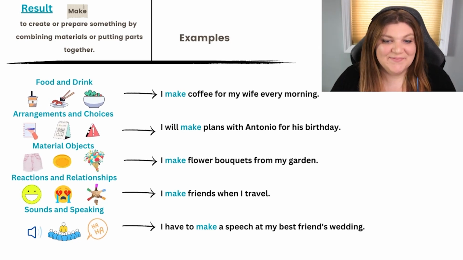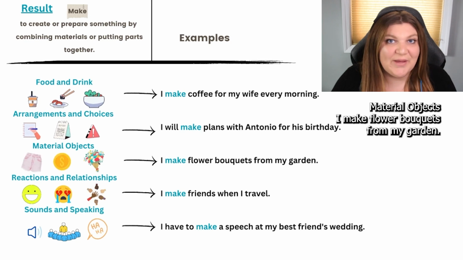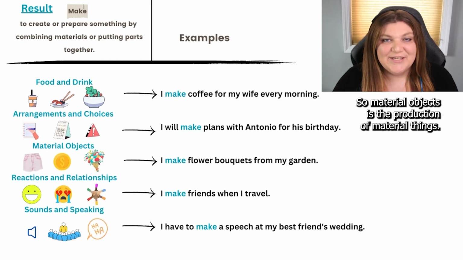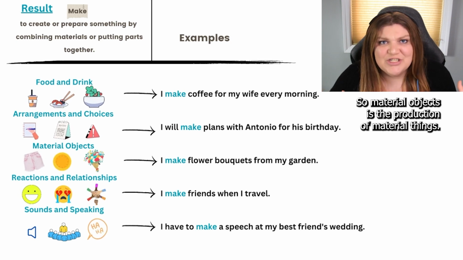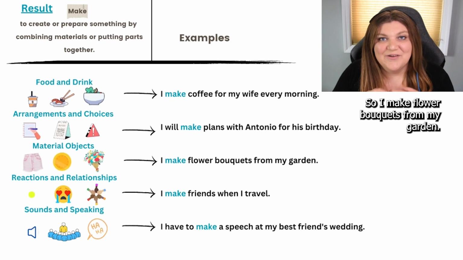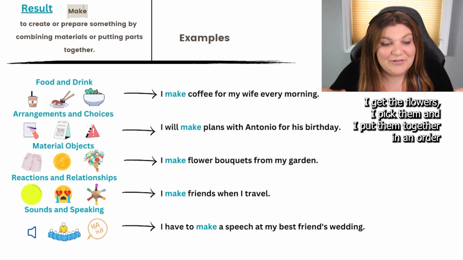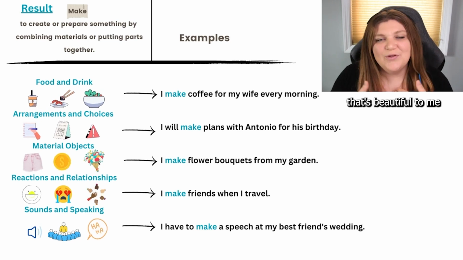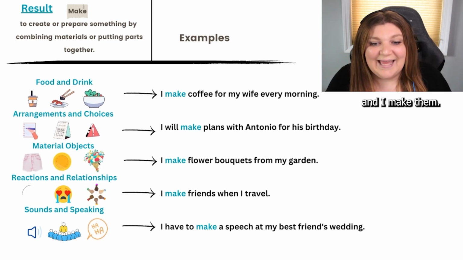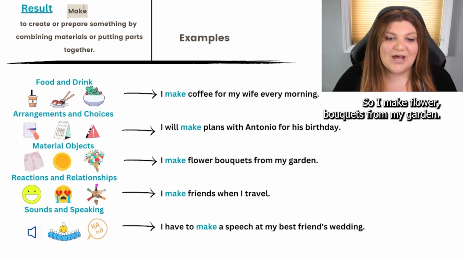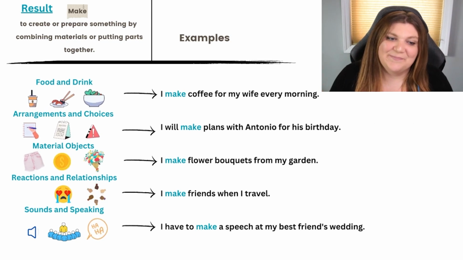Material objects. I make flower bouquets from my garden. So material objects is the production of material things. I get the flowers, I pick them, and I put them together in an order that's beautiful to me, and I make them. I create them. It's the result. So I make flower bouquets from my garden.